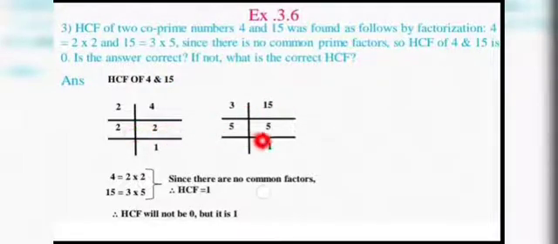So we did the factorization of the numbers 4 and 15 separately, and then we listed the factors. We found nothing common. Since there are no common factors, the HCF will not be 0, it will be 1.